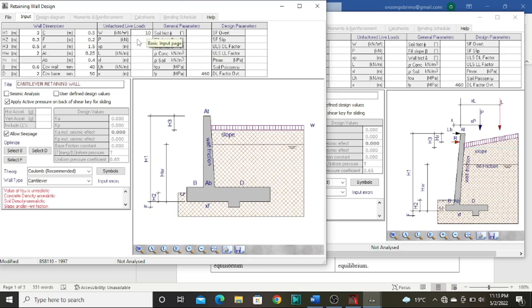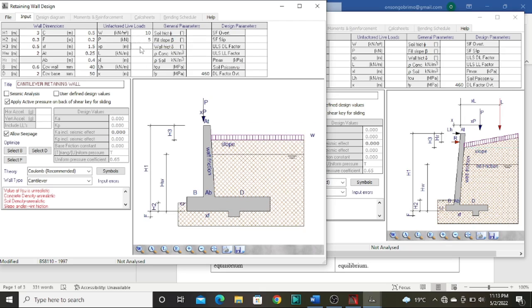Yes, and if I need to use a P, if I have a value of P, I can say I have 5 kilonewtons. Then I have to input the distance, or it will act at the face of the wall. Therefore, let me say at a distance of 1 meter from this point. And as you can observe, it is already there.